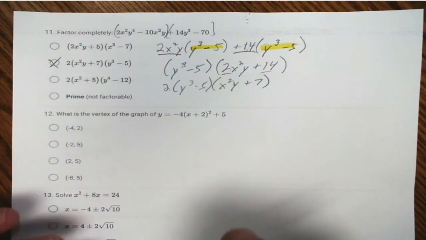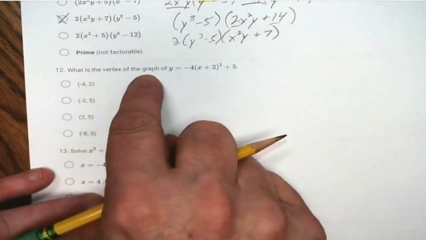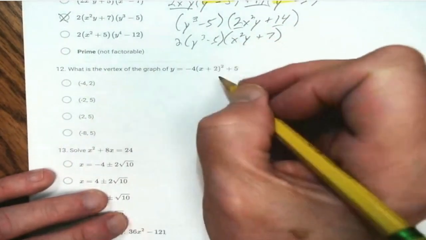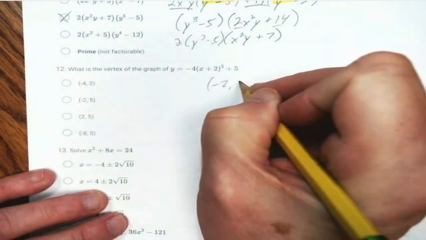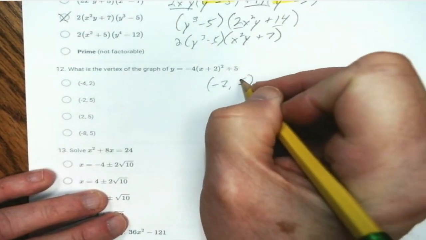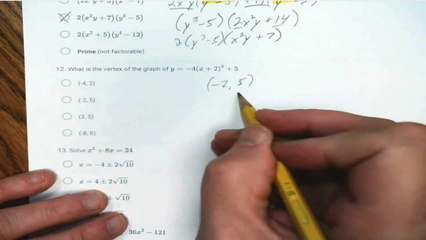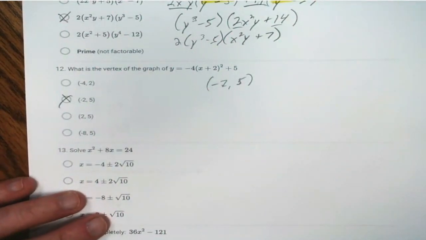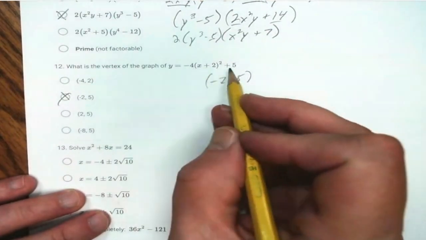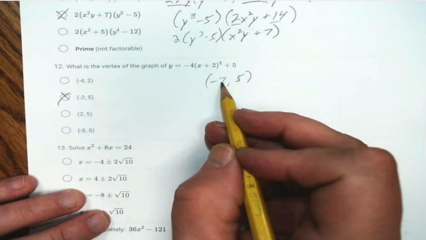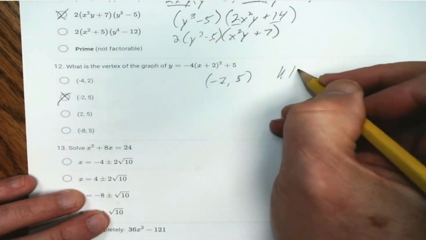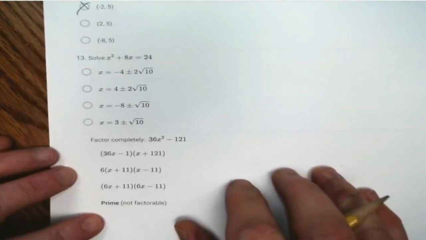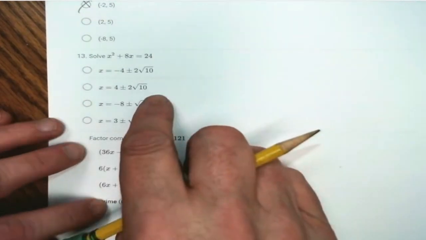Factor out the 2. What is the vertex of the graph of this? Well, remember, it's x minus h. So the h is negative 2. The k is plus 5. So that's the vertex. Negative 2, 5. Oh, that was awful nice of them to give it in vertex form so we can just find out what the h and the k are. That was really nice.